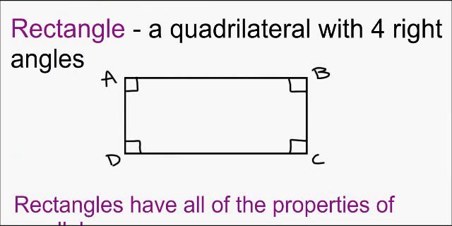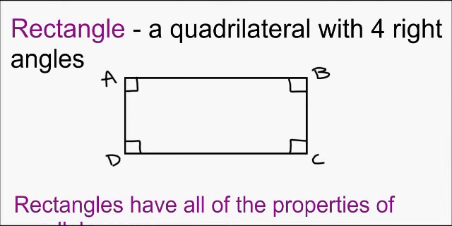Okay, so a rectangle, I'm sure that you've seen this before, is a quadrilateral with 4 right angles. So ABCD is a rectangle, and you see the boxes in the corner symbolizing that each one is a 90-degree angle, a right angle.